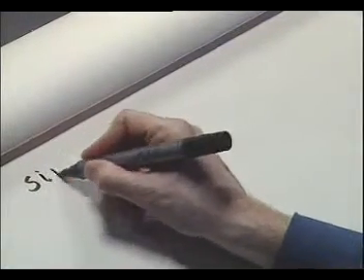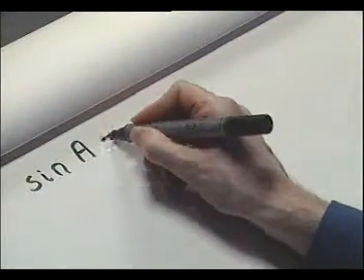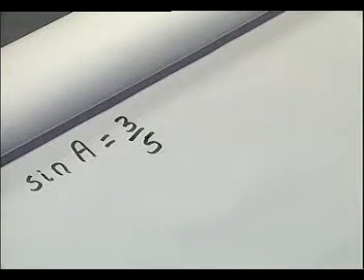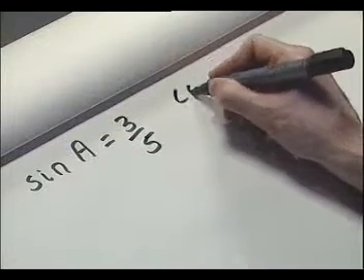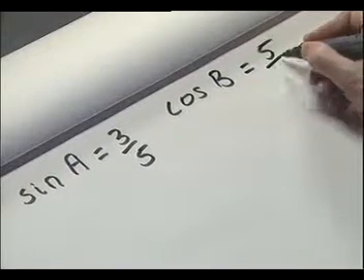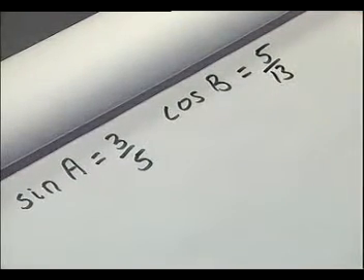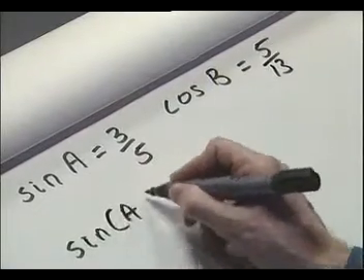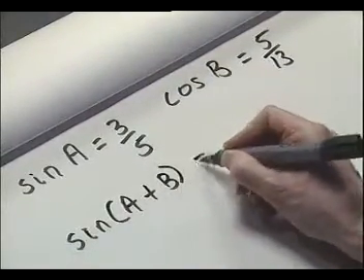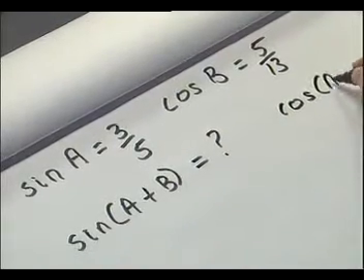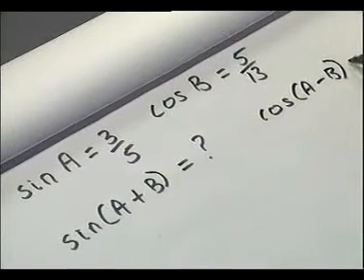So first of all, let's have a look at this particular problem. If we know that sine of A is 3/5 and that the cos of B is 5/13, then what's the sine of A plus B? What's the cos of A minus B?